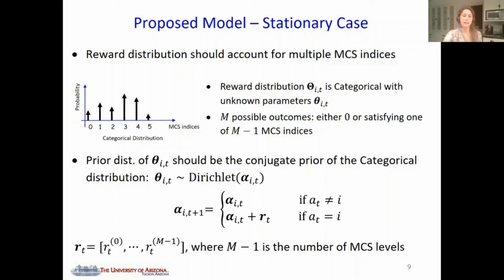The update rule basically tells us that if a beam i is selected as the action at time t, we will update its distribution by simply summing the Dirichlet distribution's parameter alpha_it with the observed reward vector. If it's not selected as the action, we will simply not update its distribution. And here, the reward vector r simply contains a single one on the entry corresponding to the highest achievable MCS index, and all other entries will be 0.